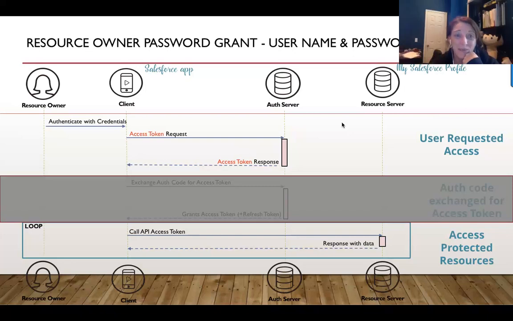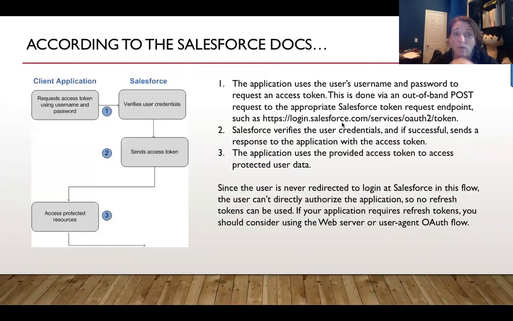All right. So according to the document for the user password flow, the application uses the username and password and sends that to the authorization server and requests an access token. So here's the example of the endpoint. You'd go to salesforce.com/services/OAuth2/token, and that's the token endpoint. We did that in the first episode. Salesforce then verifies the user credentials and successfully sends a response to the application with the access token. The application then uses the provided access token to access the protected user data.